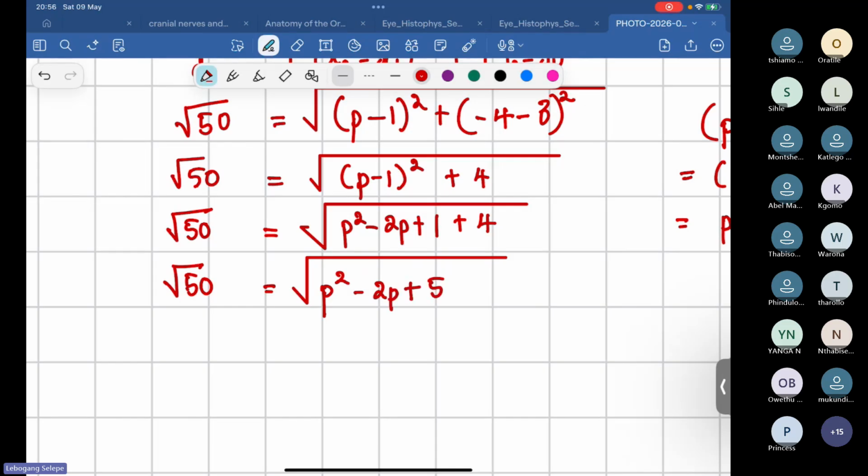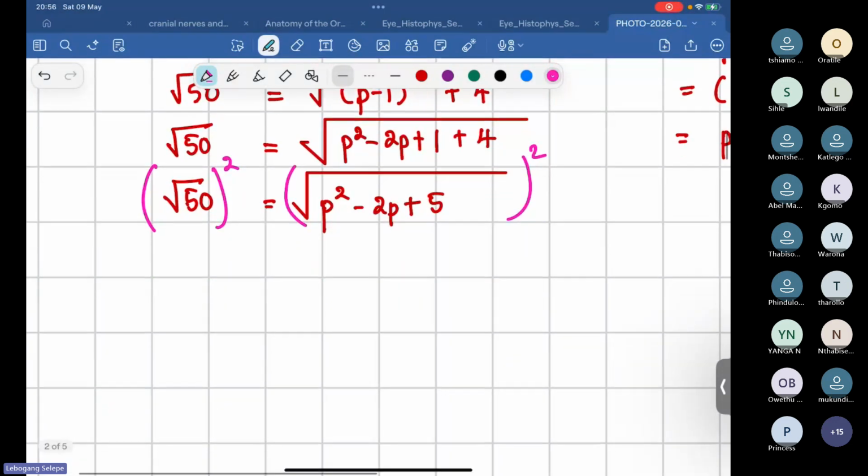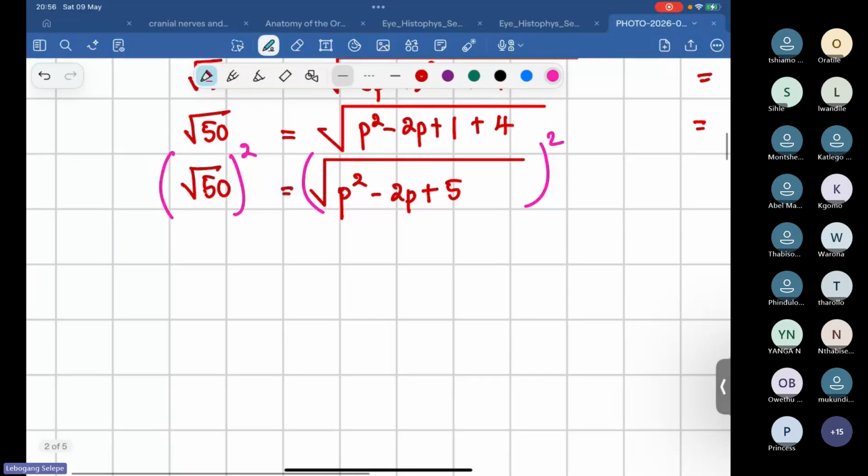I just added the numbers. That's the only thing that I did. Then from here, I can remove the brackets. You could have removed it earlier. It's all up to you. I chose to remove it now. This is 50 is equal to p squared minus 2p plus 5.